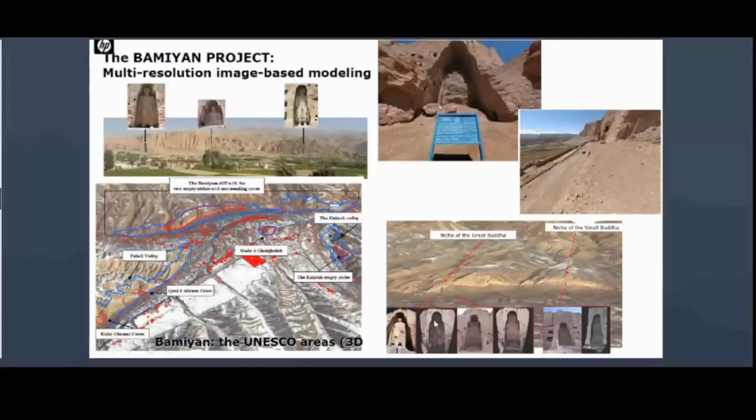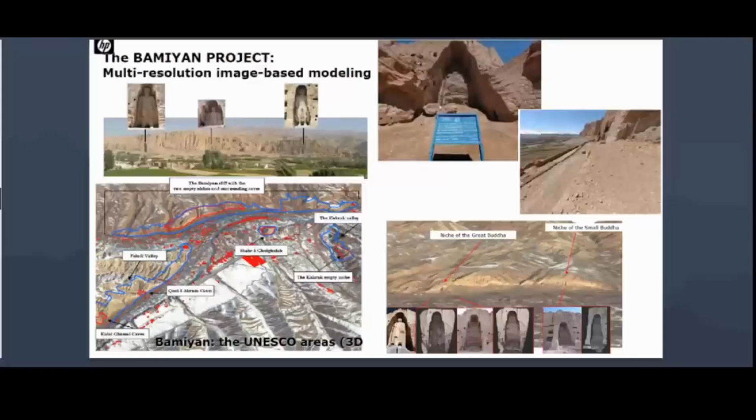There were two statues. One was a larger one called the Great Buddha, and one was a smaller one called the Small Buddha. Both the Great Buddha and the Small Buddha were destroyed in the act. Okay. So the utilization of terrestrial photogrammetry for documentation gained momentum from this project.